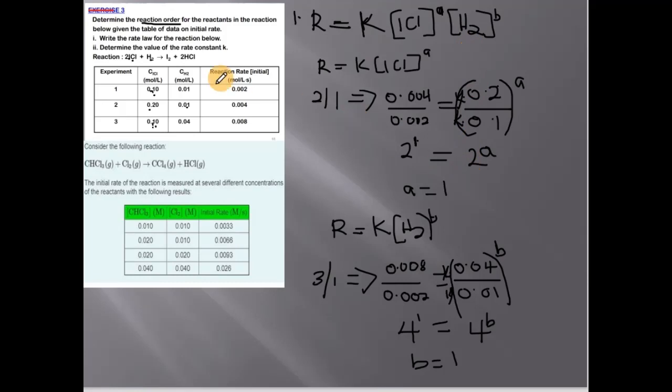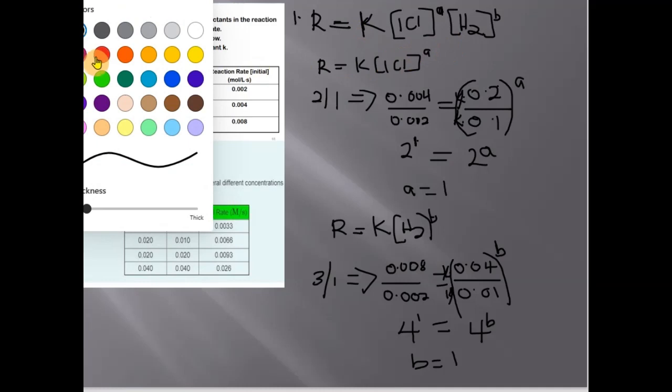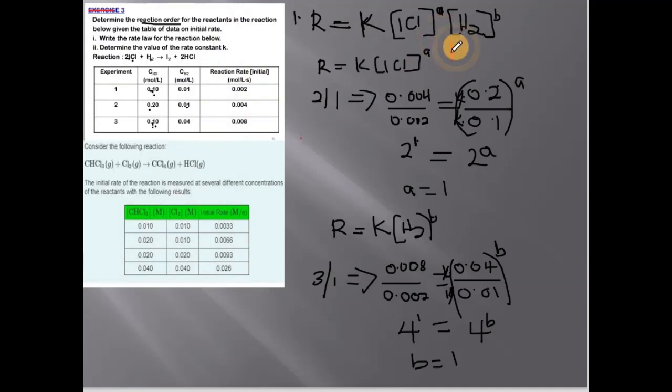So the reaction orders are stated here. The order of the iodine chloride is first order, then that of the hydrogen gas is also first order. If you were to write this using the values, the rate expression can be written as R equals K into bracket the iodine chloride to power 1, which we can neglect because it's first order, times the hydrogen gas also to power 1. So this is the rate expression. That's the first part of the question.